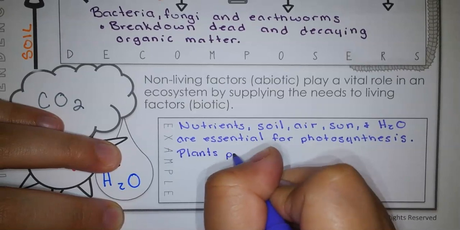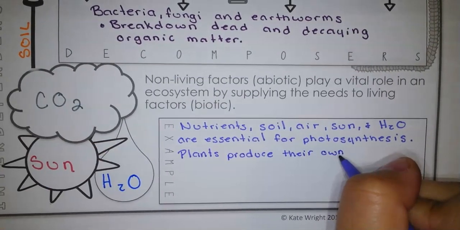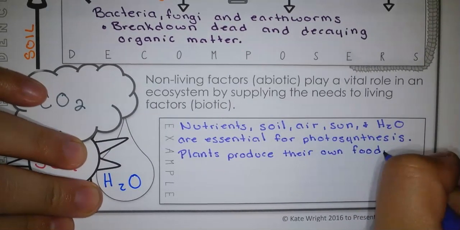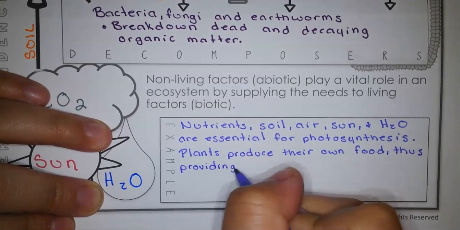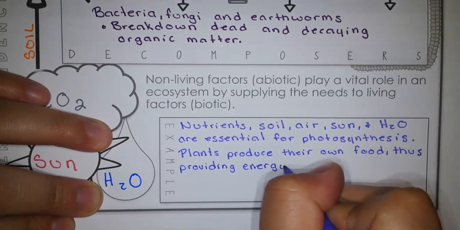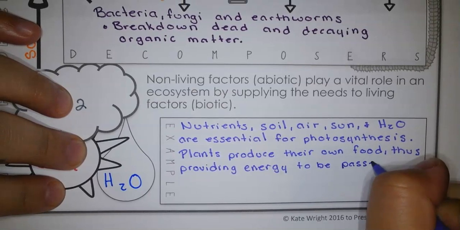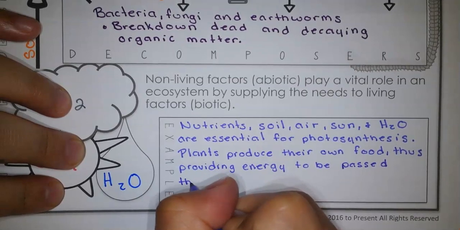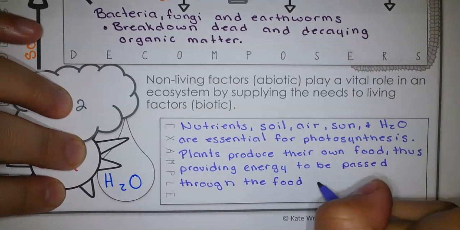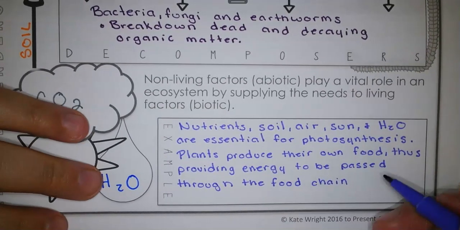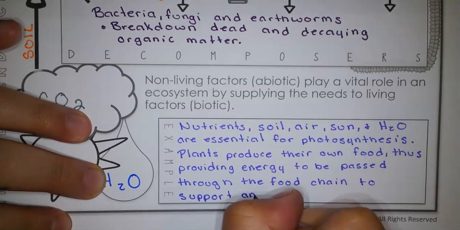Plants produce their own food, thus providing energy to be passed through the food chain to support an ecosystem.